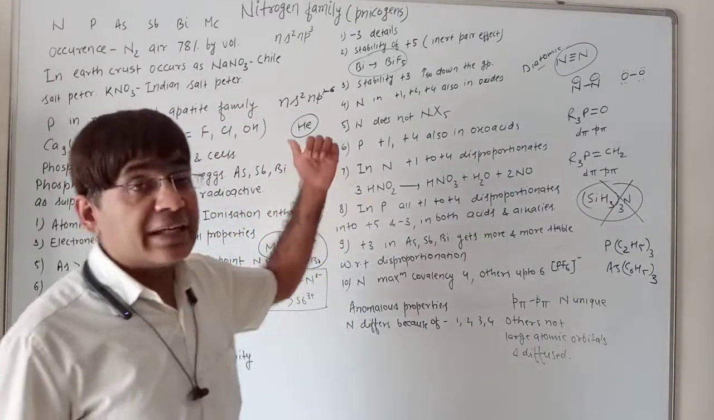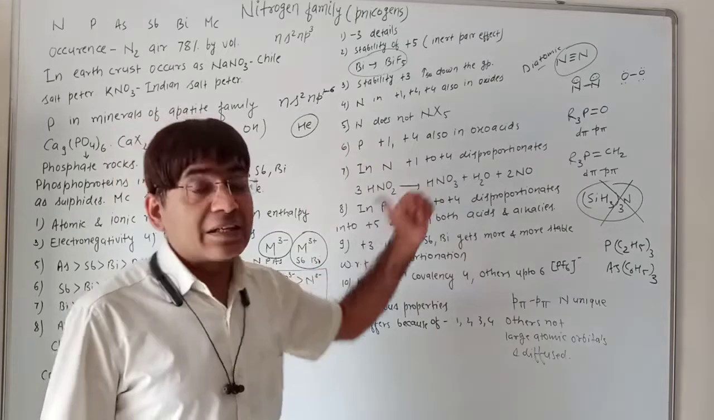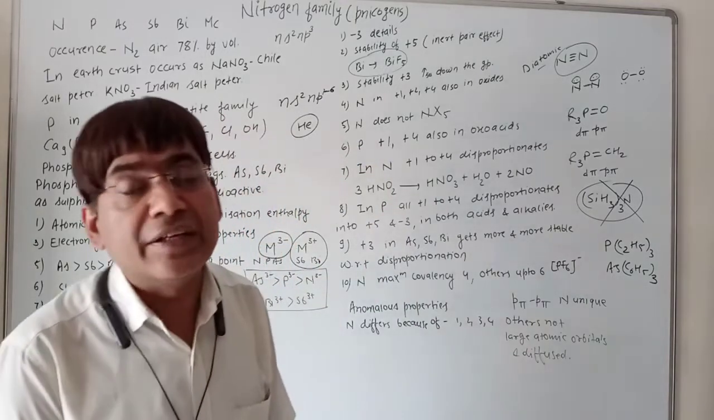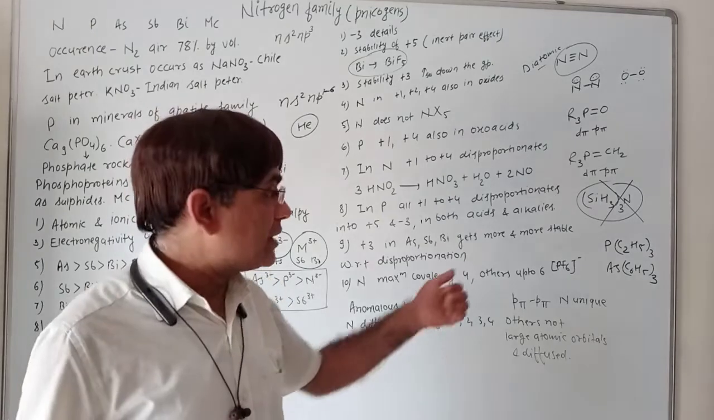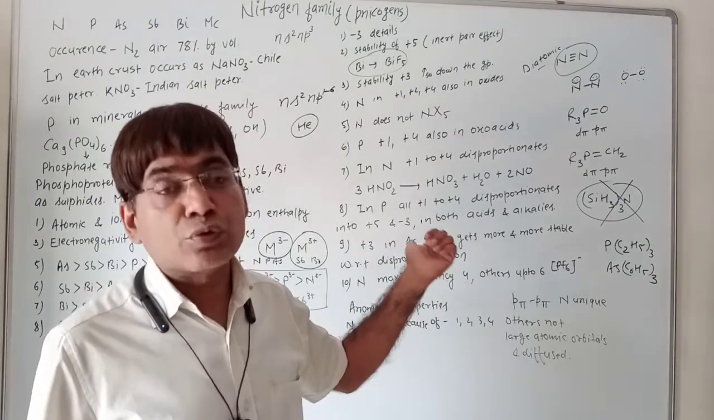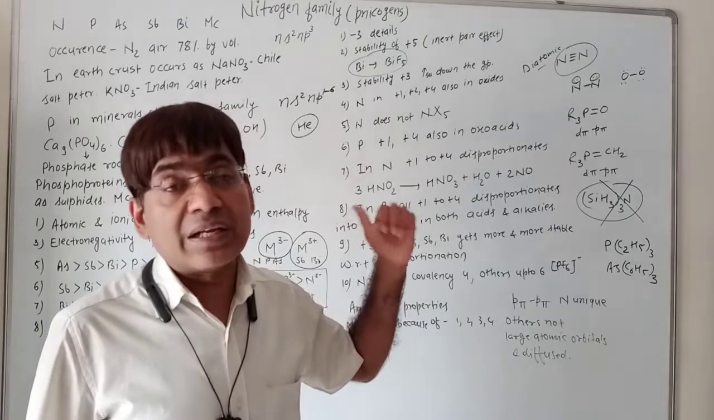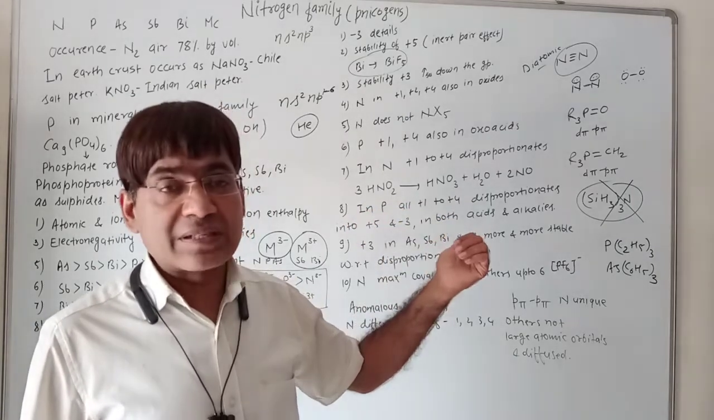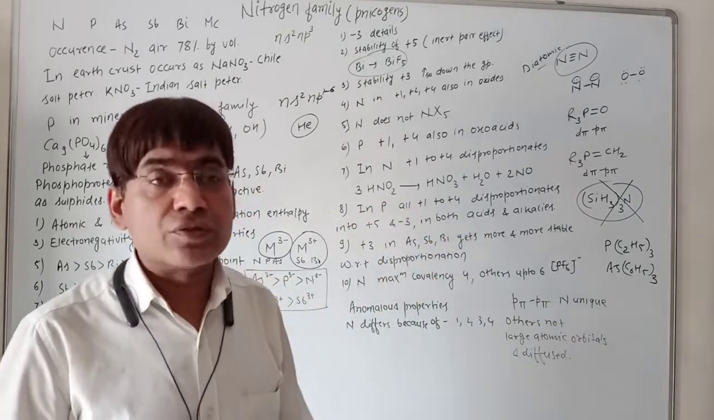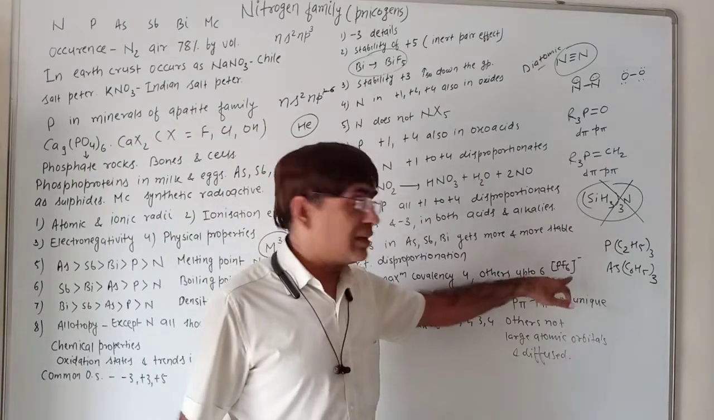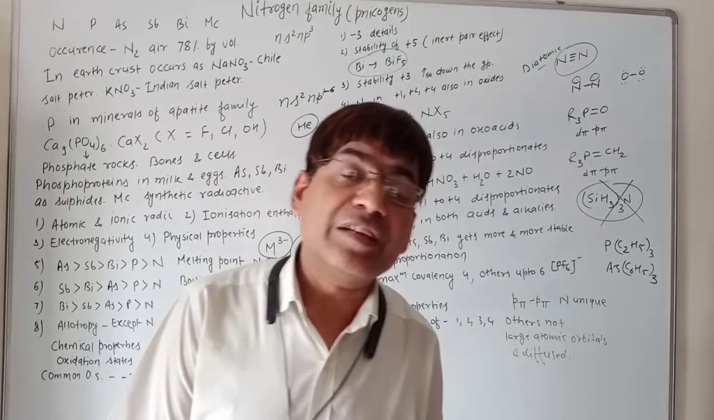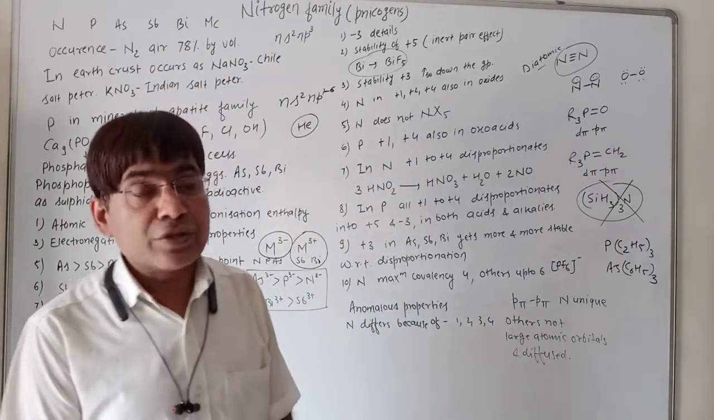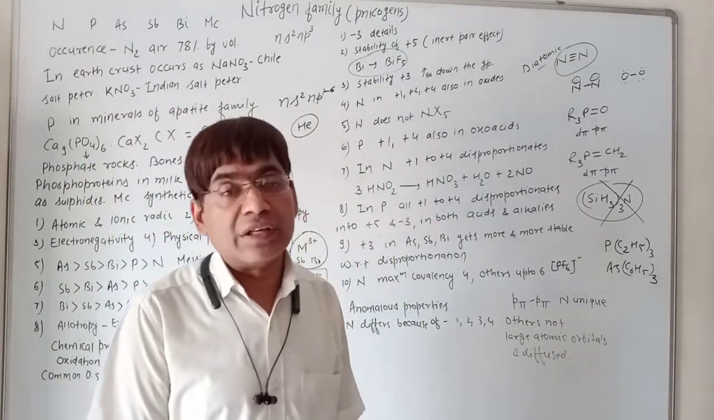It does not contain vacant d orbitals, while the other elements of the same group have vacant d orbitals in them. So by excitation, an electron may enter into the d orbital, and they may show pentavalency. By utilization of more d orbitals, they may even show a covalency of 6, as in PF6. It is because of the availability of vacant d orbitals that other elements of the group may show a maximum covalency of 6.